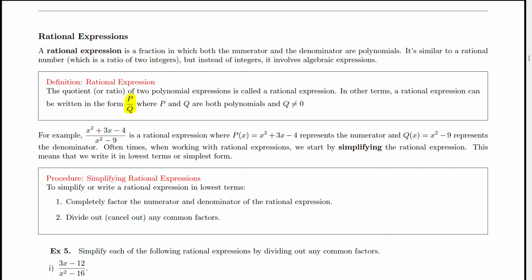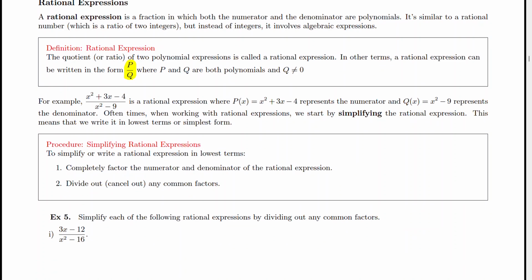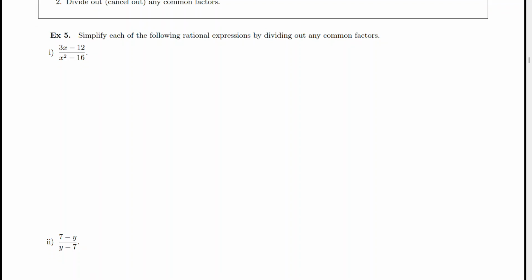To simplify rational expressions, what you want to do is factor the numerator completely, factor the denominator completely, then cancel out any common terms that you can see. We already did this a couple of times in the previous examples on small fractions, but we will try to do it again with these more complicated ones. So first, example 5, it says, simplify each of the following rational expressions by dividing out any common factors. Sometimes you'll just see the word simplify and not any of the rest of the question.